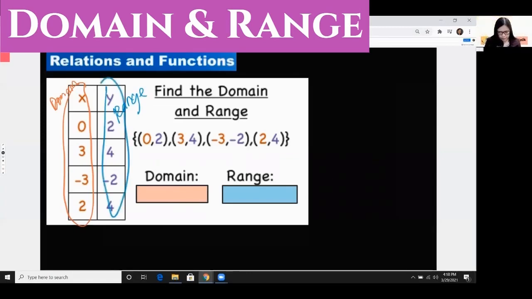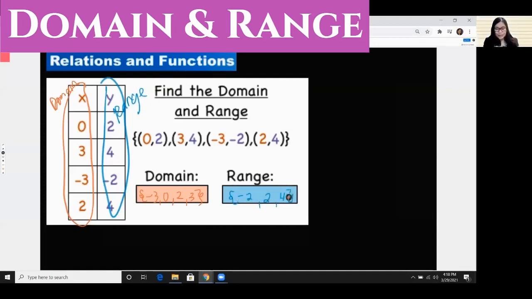We're using a red font for the domain. Again, from least to highest. So we have negative 3 first, that is the lowest number, followed by 0, positive 2, and 3. Okay, we're following the order. Next one, we have the range. To identify the range, we'll start with the least number, which is negative 2, positive 2, and positive 4.